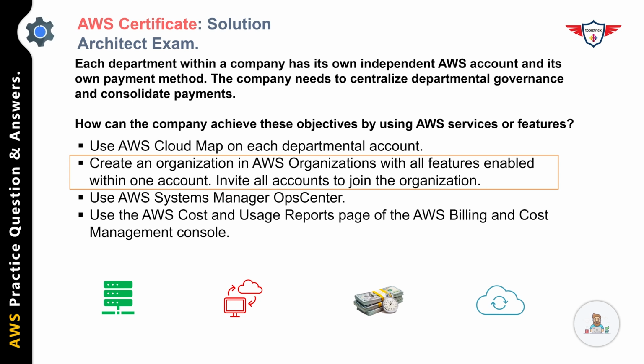The correct answer is option B, that is, AWS Organizations provides centralized governance and billing for a multi-account environment including multiple accounts.